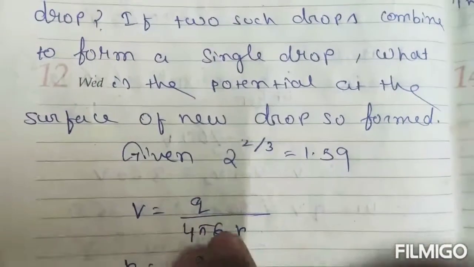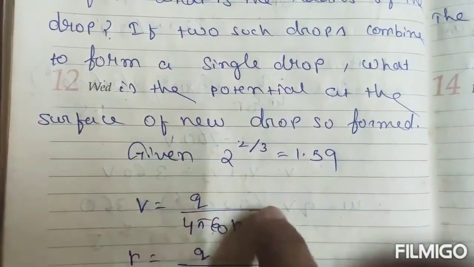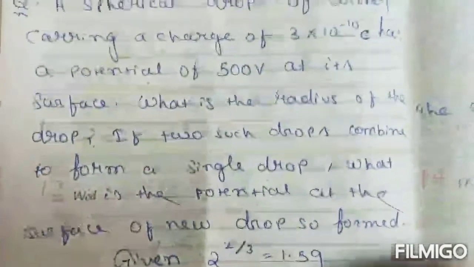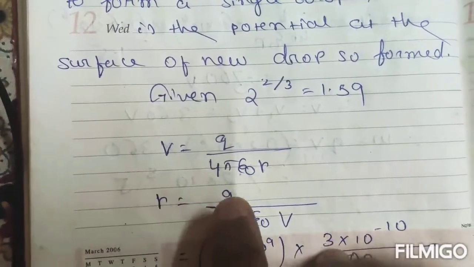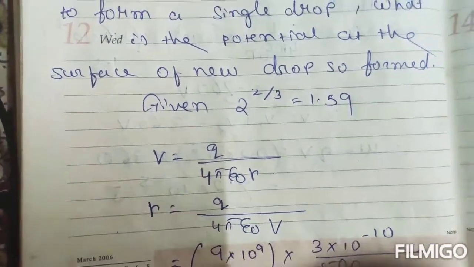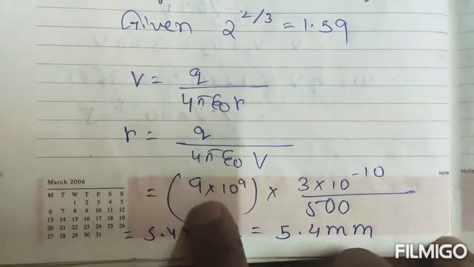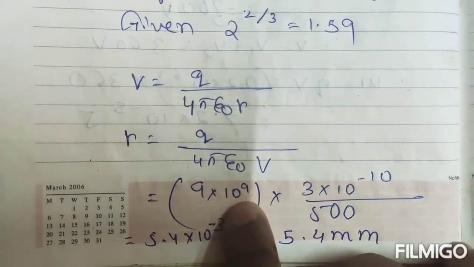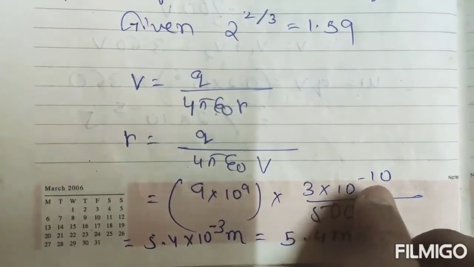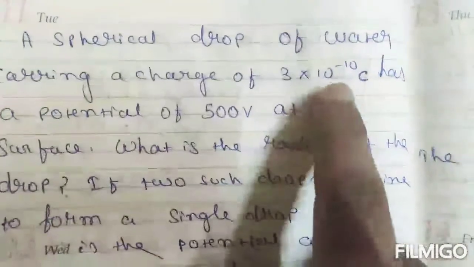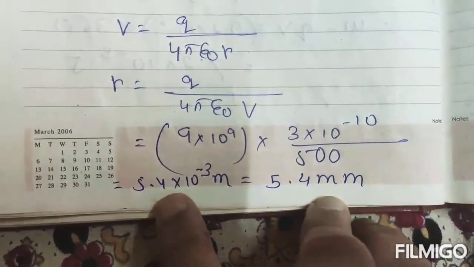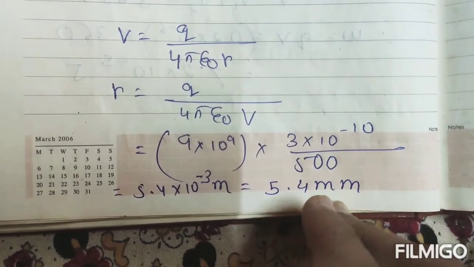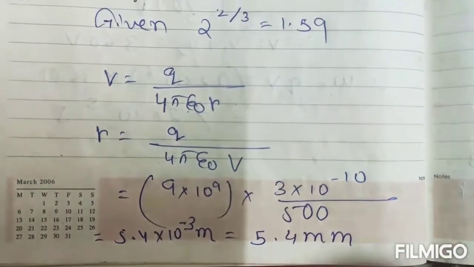The formula of the potential is V = Q / (4πε₀R). So the first question is to find the radius. You can calculate it easily: R = Q / (4πε₀V), and V is 500 volt. Place all the values. 1/(4πε₀) is 9 × 10^9, never forget, into the charge Q, 3 × 10^-10, whole divided by 500. You will get the answer 5.4 × 10^-3 meter, or 5.4 mm. Now let us go to the next section.